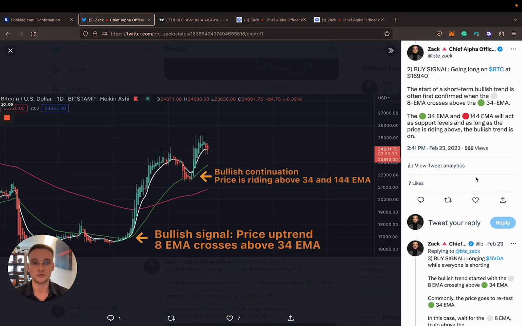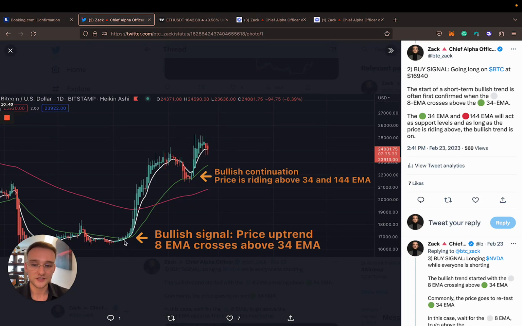I really want to help you to understand this. So what you see on this chart is the start of a short-term bullish trend that is very often described as a cross between the 8-day exponential moving average and the 34-day exponential moving average. This is what you see right here on the bottom of the chart, the bullish signal of the price uptrend, and this happened at about $17,000. Bitcoin went up all the way to 25K on this breakout.